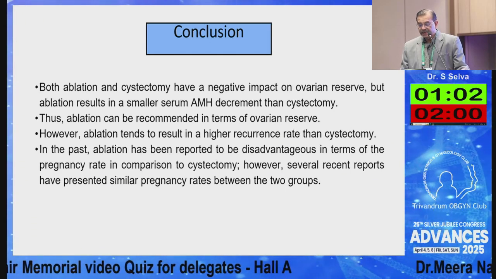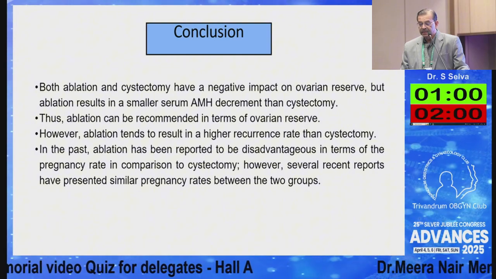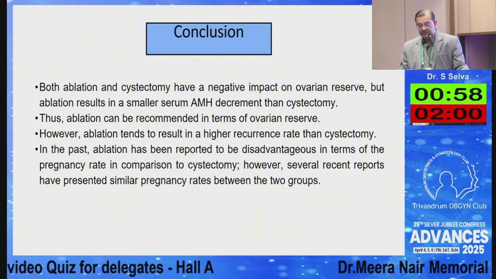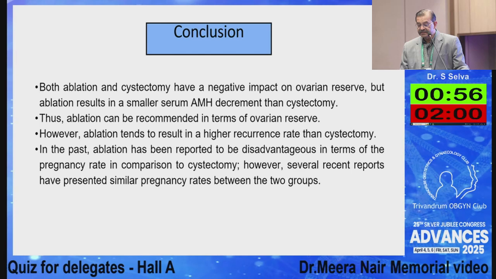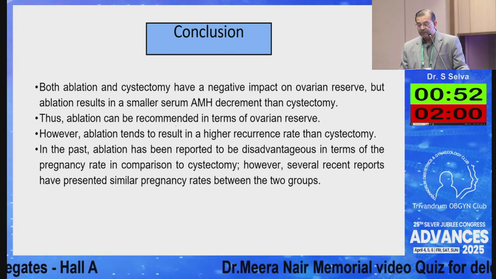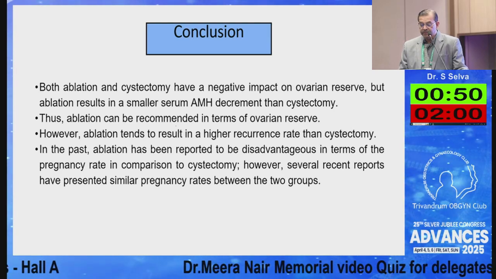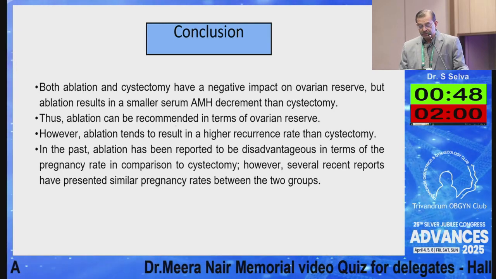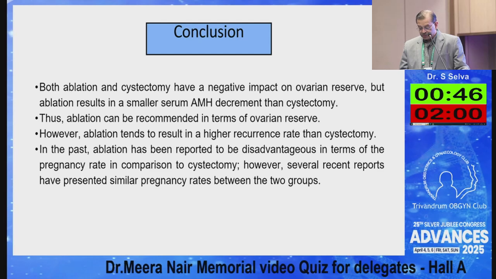However, ablation tends to result in higher recurrence than cystectomy. In the past, ablation has been reported to be disadvantageous in terms of pregnancy rate in comparison to cystectomy. However, several recent reports present a similar pregnancy rate between the 2 groups. So this is for ablation.